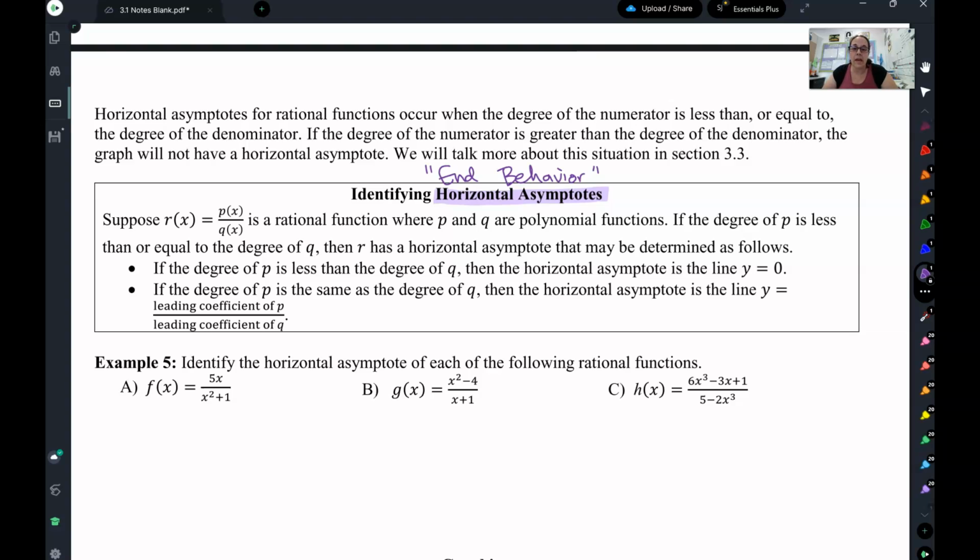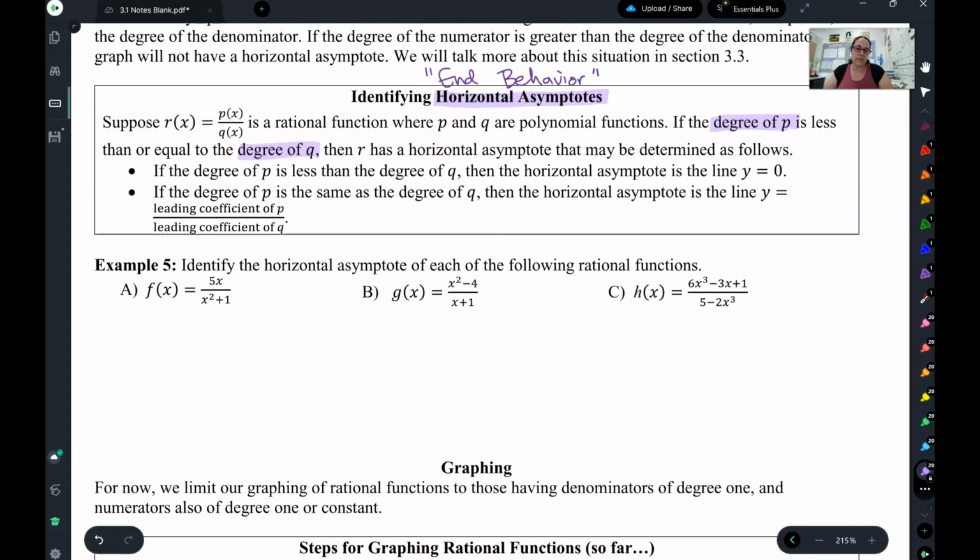Now, our end behavior rule, we actually have 3 sub-rules for our end behavior. And the sub-rules are based on the degree. If you remember from chapter 2, we talked about the degree of the polynomial is the biggest exponent. So we are actually going to compare the degree of the numerator to the degree of the denominator and see how those two things compare. So let's practice that in example 5.